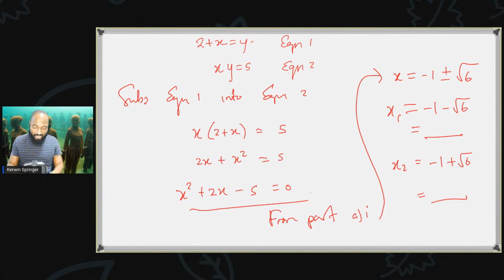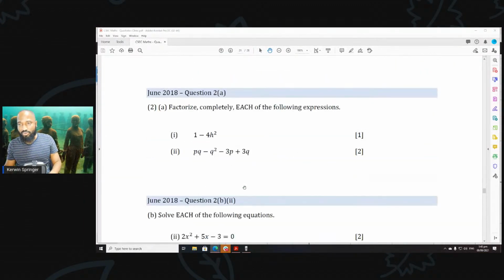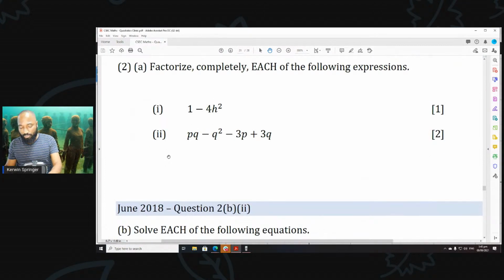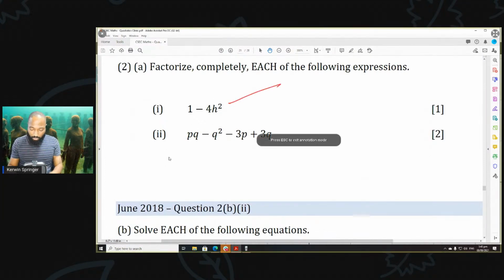And they can tell you in the chat just now. Some people don't really know what the square root of 6 or 5 is now. Factorize completely each of the following expressions. Some quickies for you.